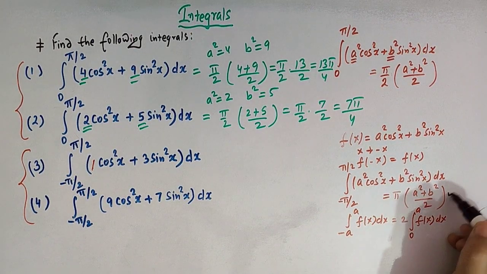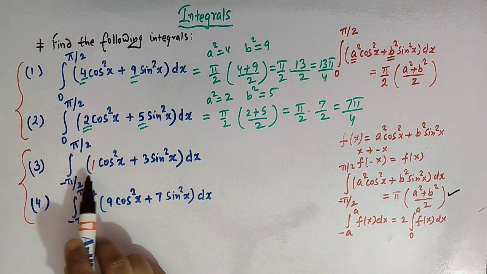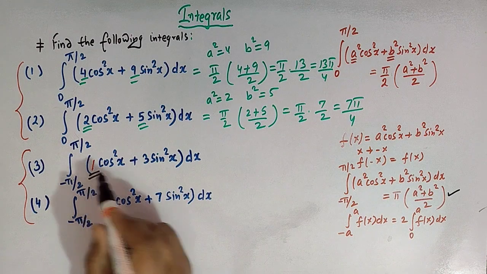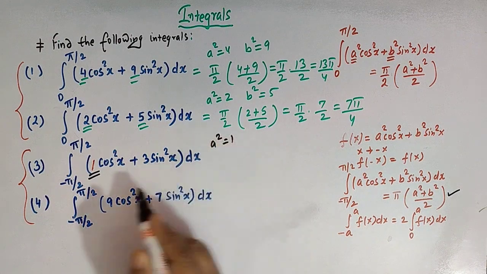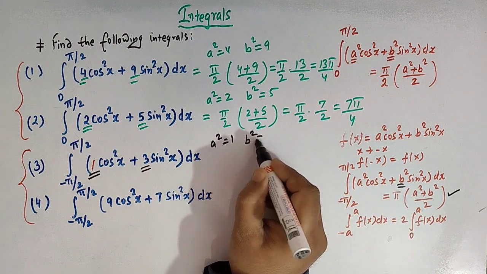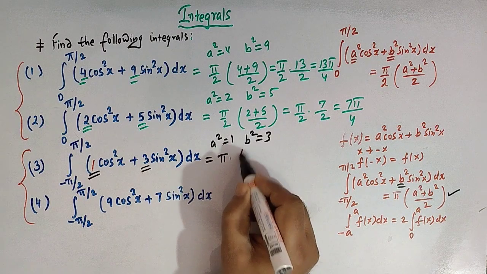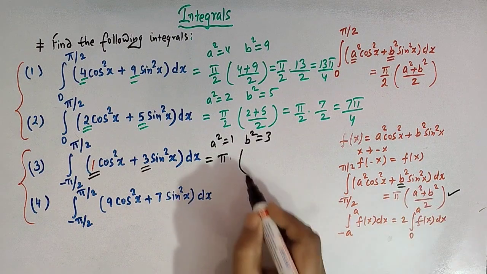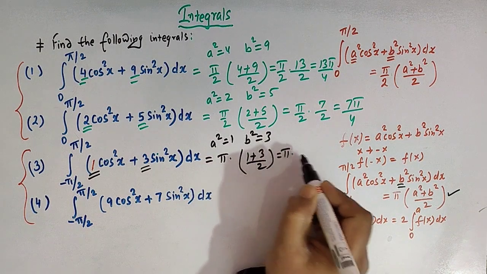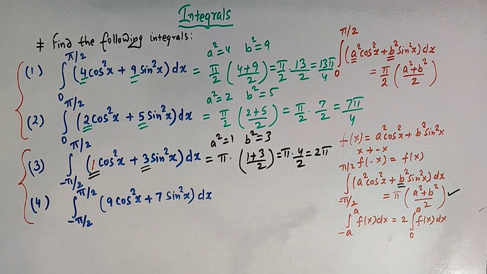Now using this result, let us find out the values of these two integrals. Let us first take the third integral. Here the value of a square is 1, and the value of b square is equal to 3. So the direct value is pi times a square plus b square over 2. So we have 1 plus 3 over 2, that is pi times 4 over 2, that is 2 pi.